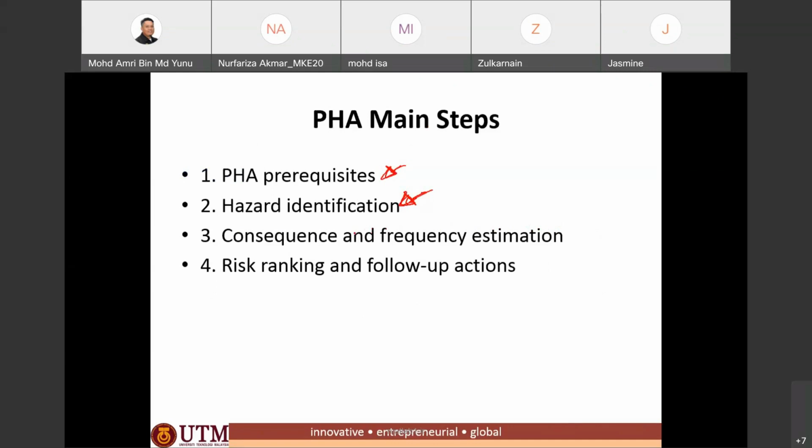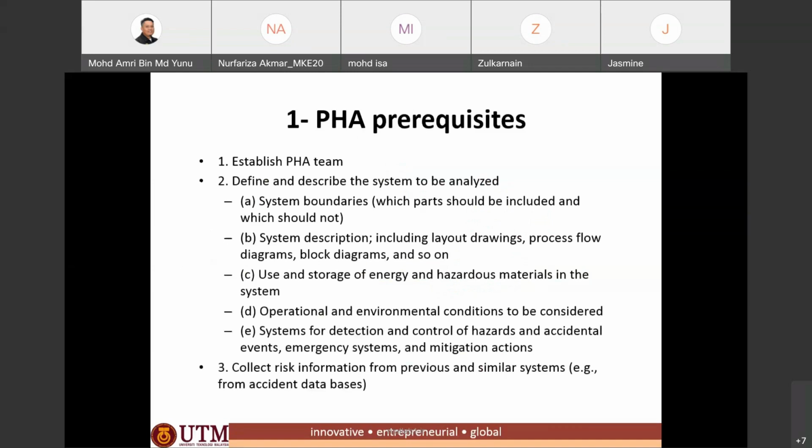Consequences are basically what happens, like fire, explosion, damage or injuries. And risk ranking means that you calculate the risk, and if the risk is at the extreme level, there must be a follow-up action. You have to give a timeline and plan how to reduce the risk, or to eliminate the existing hazard, so that the risk can be reduced. So these are the prerequisites basically.